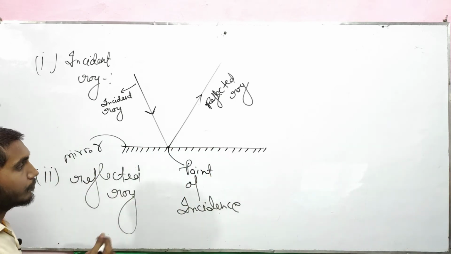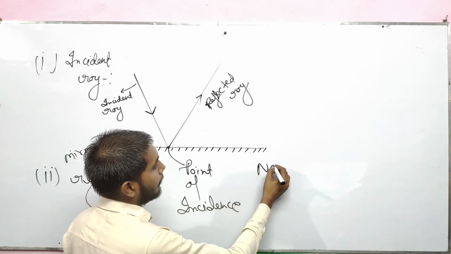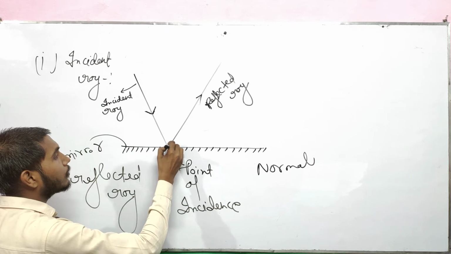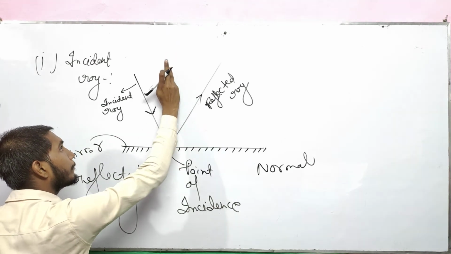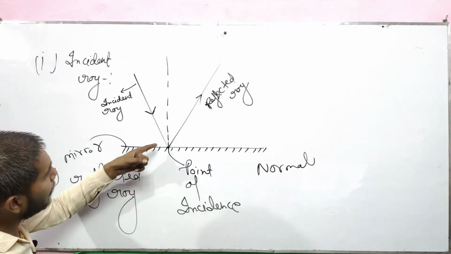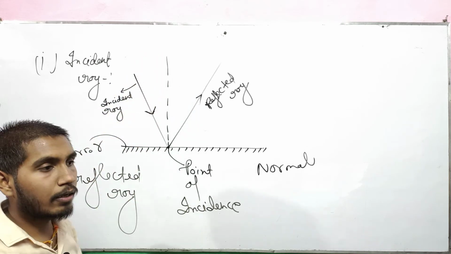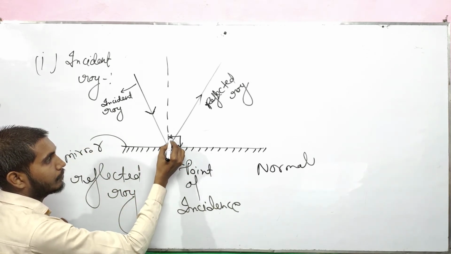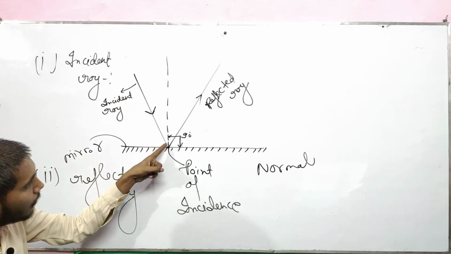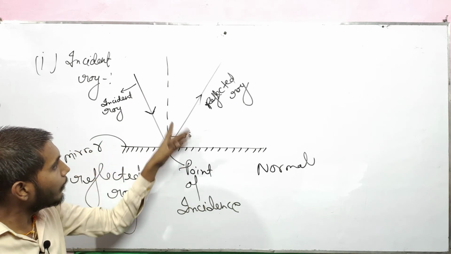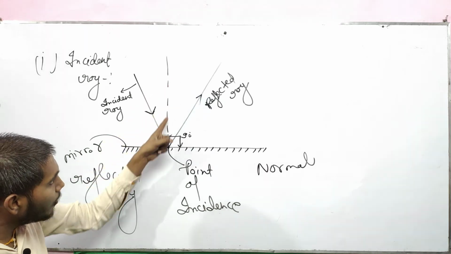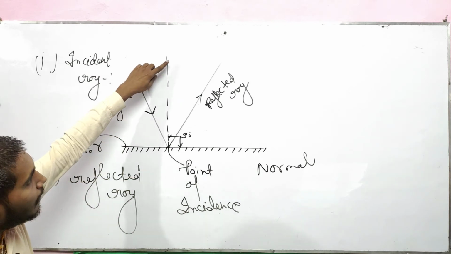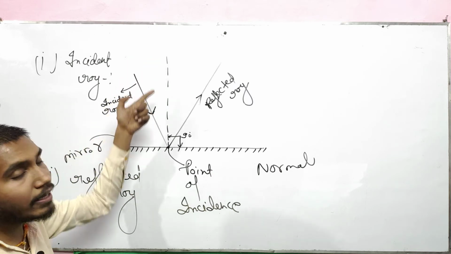What is normal? Try to understand. A perpendicular drawn to the surface of the mirror is called normal. It is always shown by a dotted line.